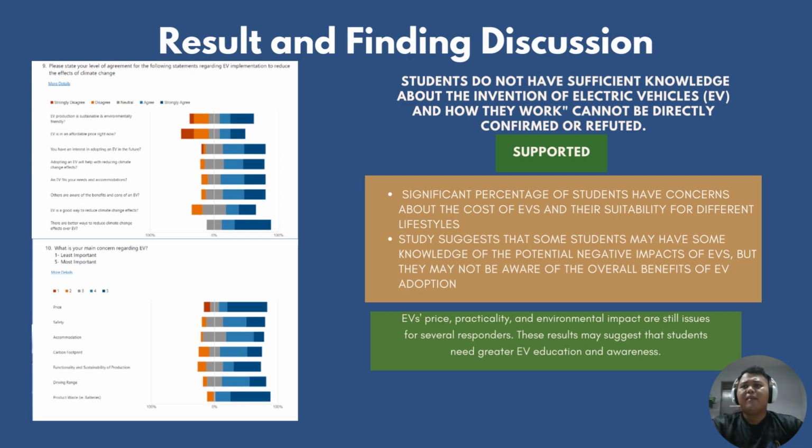Overall, while respondents may have some knowledge about the benefits of EVs, there are still concern and uncertainty around their affordability, practicality, and environmental impact. This finding may support the hypothesis that students may not have sufficient knowledge about the EVs and more education and more awareness on the topic may be necessary.